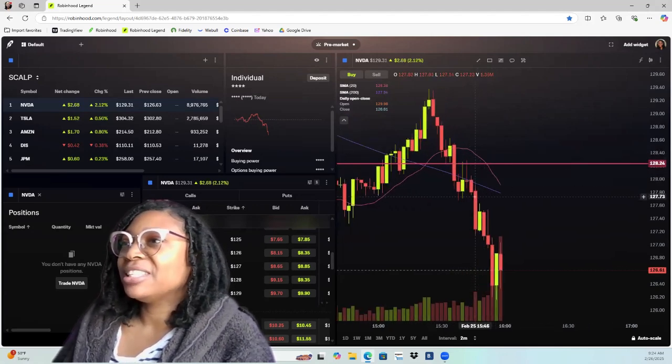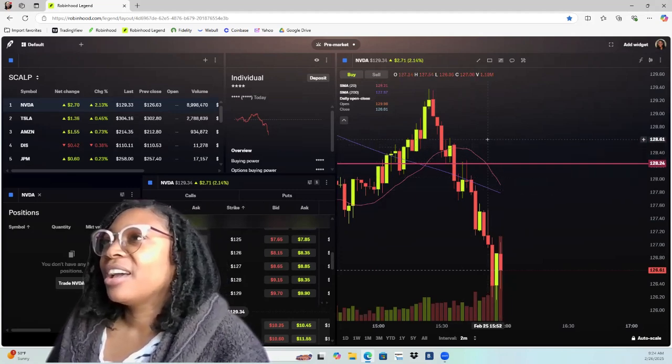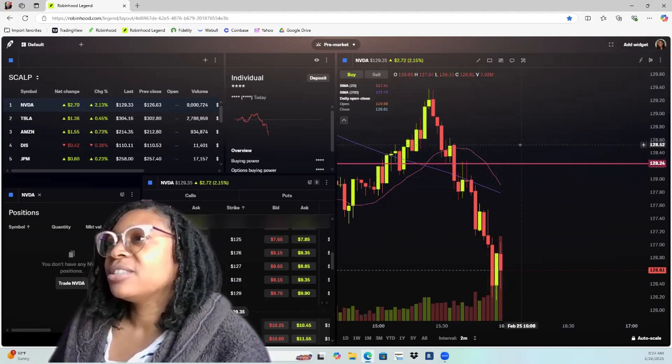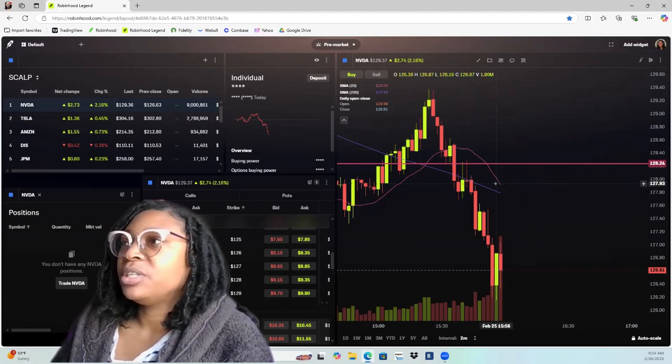My chart is a little squished, but it's okay, I'll just try to work with this. So the first thing to identify the Fab Four zone is you need your 100 period moving average.